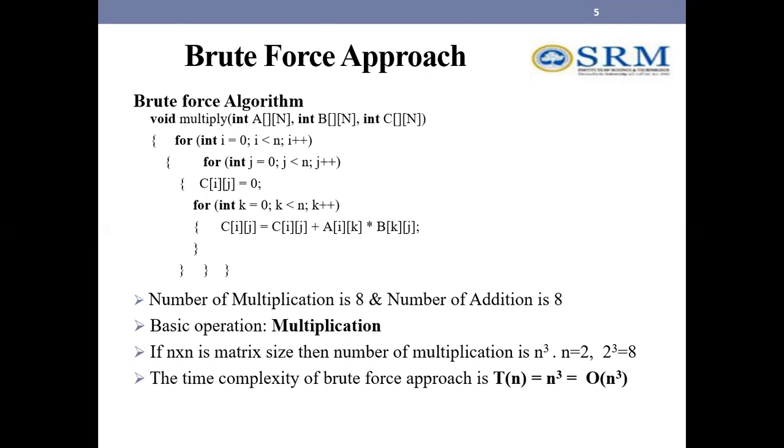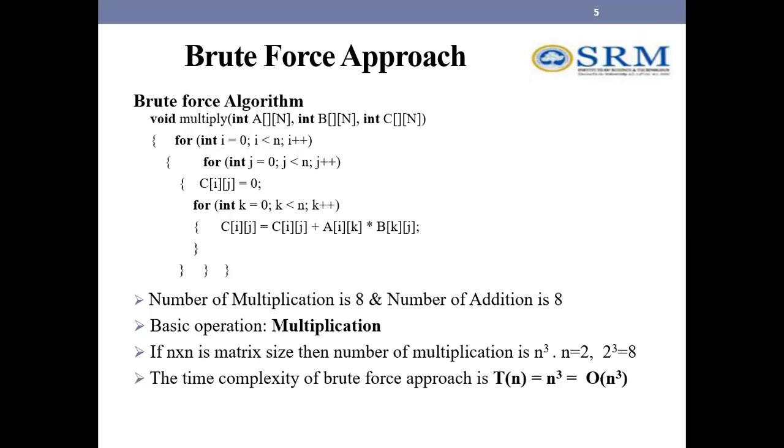So here for every iteration, there is one multiplication. So the number of multiplications is 8. There are 3 for loops, so the number of iterations will be n into n into n, so n cube. So there are n cube iterations. In each iteration, there is one multiplication.